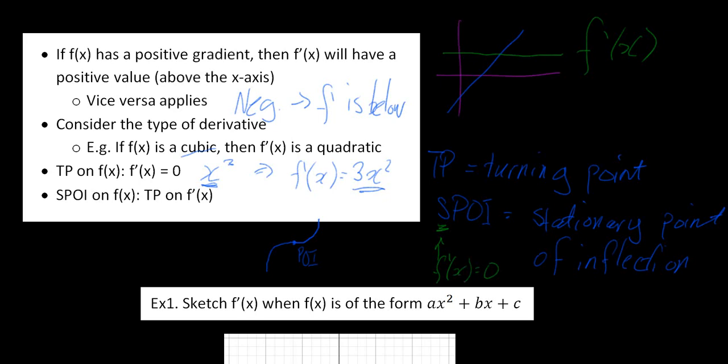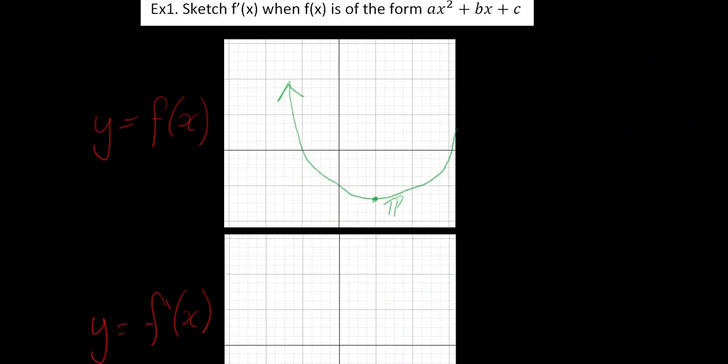So in fact, a little bit of a mistake here. I should really just say that the point of inflection, whether it's stationary or not, means that you have a turning point on your gradient function f dash of x. So we'll go through a few examples just to demonstrate how we can use these rules to help us draw the gradient graph. If we scroll down to our first example.